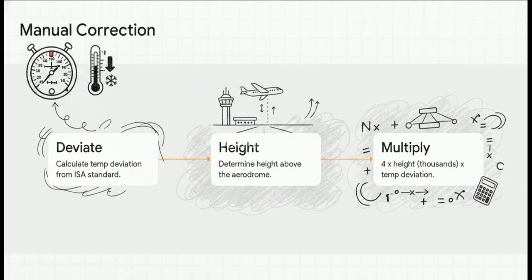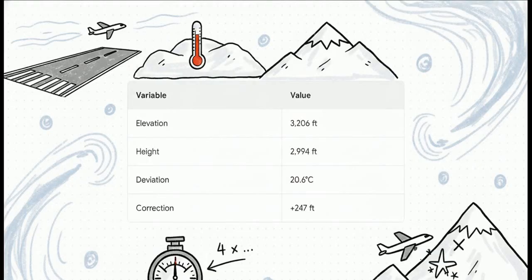Let's look at a real-world example from our sources to see this in action. Okay, imagine an airport sitting at an elevation of 3,206 feet. The published minimum altitude on the approach chart is 6,200 feet. That means your actual height above the station is roughly 3,000 feet, or 2.994 to be exact. Let's say it's freezing outside, 20.6 degrees Celsius colder than standard. We just plug those numbers into our formula. 4 times 2.994 times 20.6. The result is a positive correction of 247 feet.